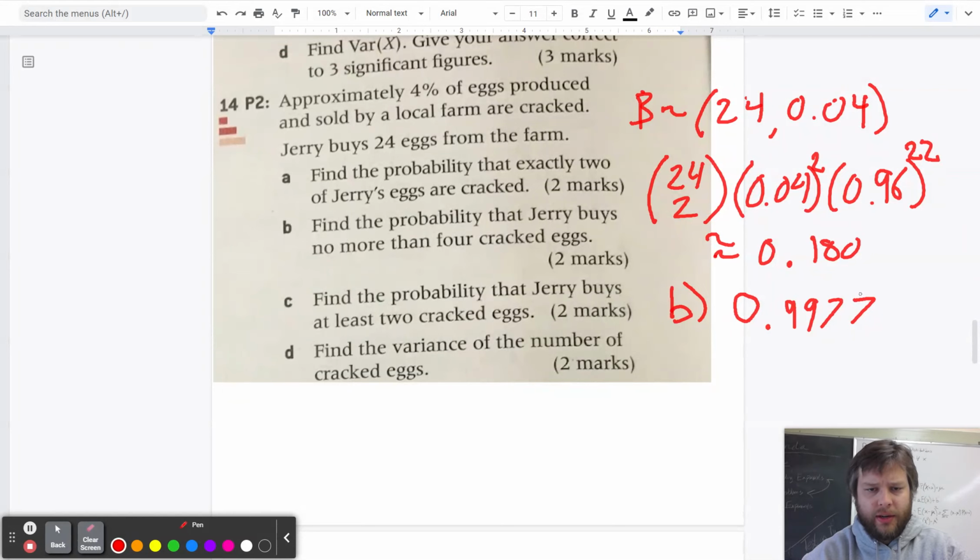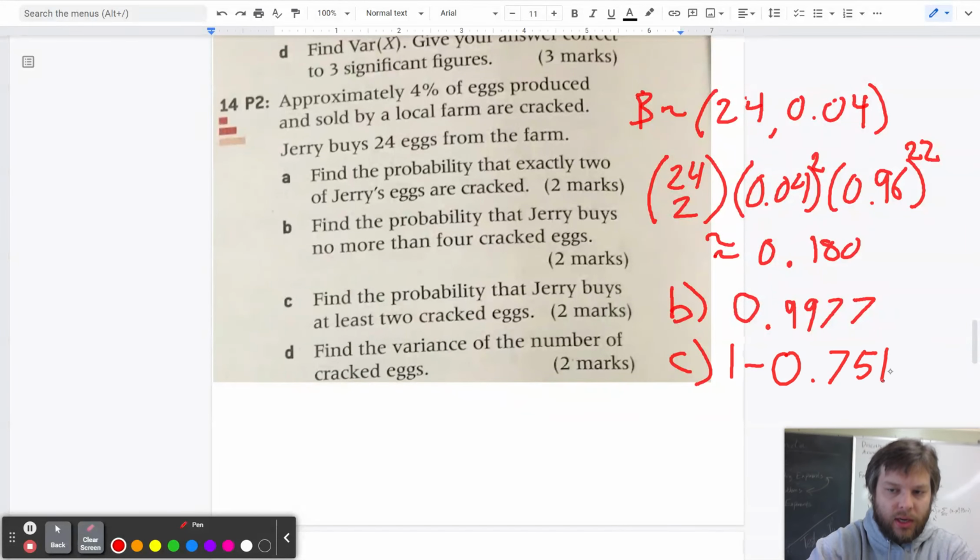Find the probability that Jerry buys at least 2 cracked eggs. For that one, if you buy at least 2, what you can do is subtract the probability that you have 0 cracked eggs or 1 cracked egg. If you type in the binomial cumulative distribution function, you'll see there's a 75-ish% chance that there's going to be at most 1 cracked egg. And so you can just go 1 minus 0.751, and that gives you 0.249.